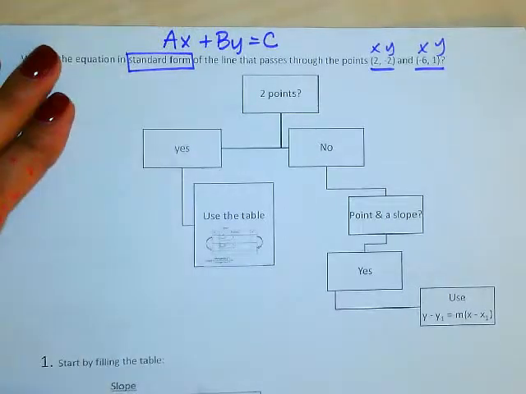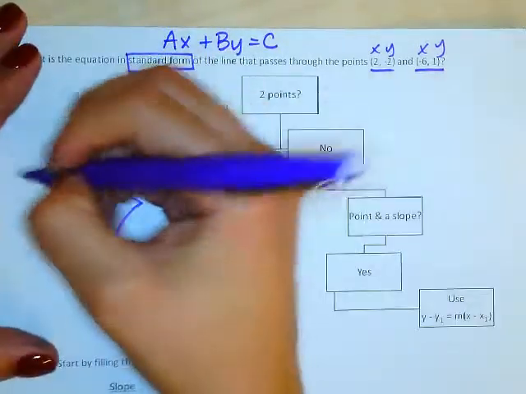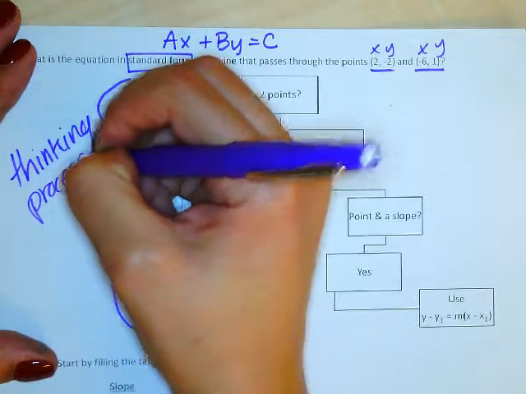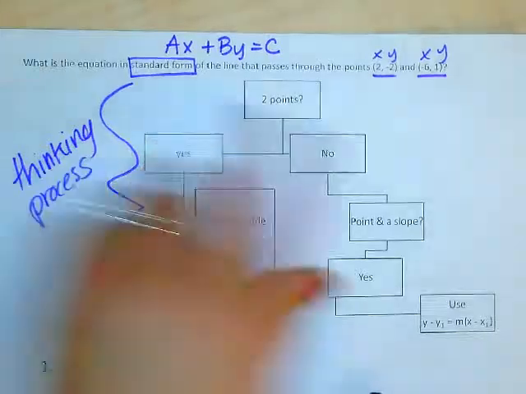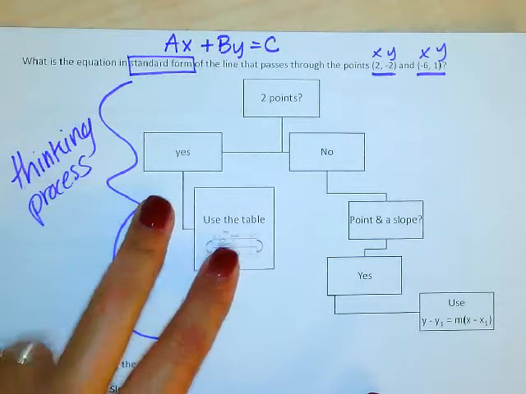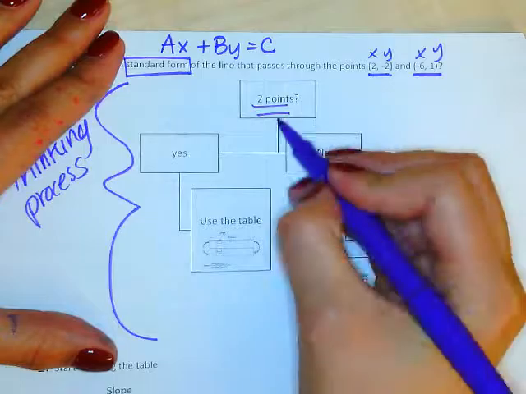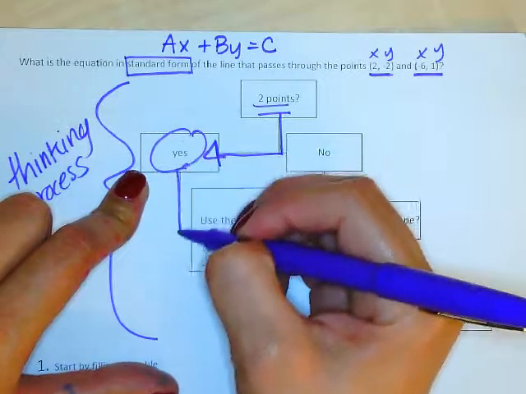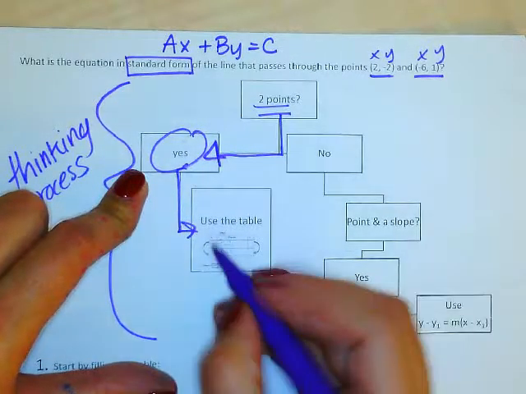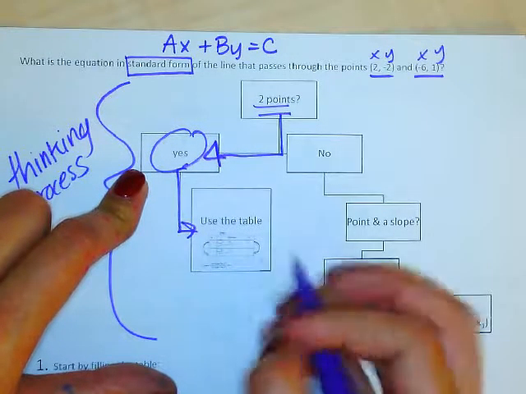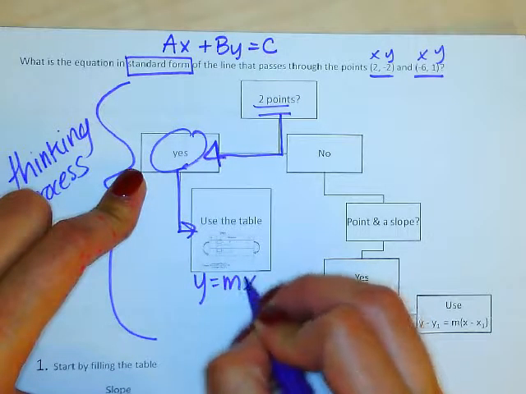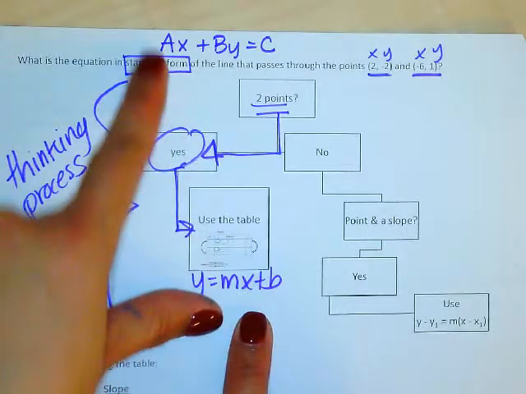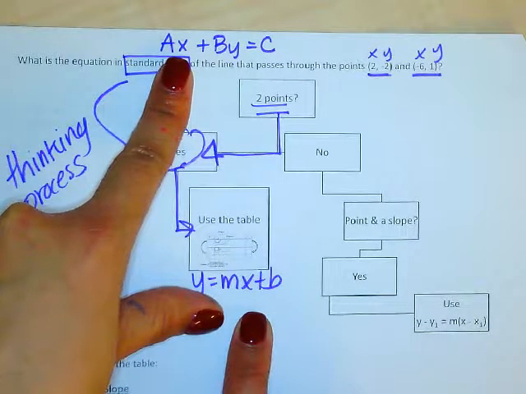So this right here that I did is kind of like what should be going on in your brain. This is your thinking process. So I need to write the equation of a line. They give me 2 points. So your thinking process should be, do I have 2 points? Well, yes, I do. Then I have to use the table that we have been using with the y, the x, the process, and the y, to solve the equation in this format, y equals mx plus b. Once I have it here, then I can easily make it standard form.